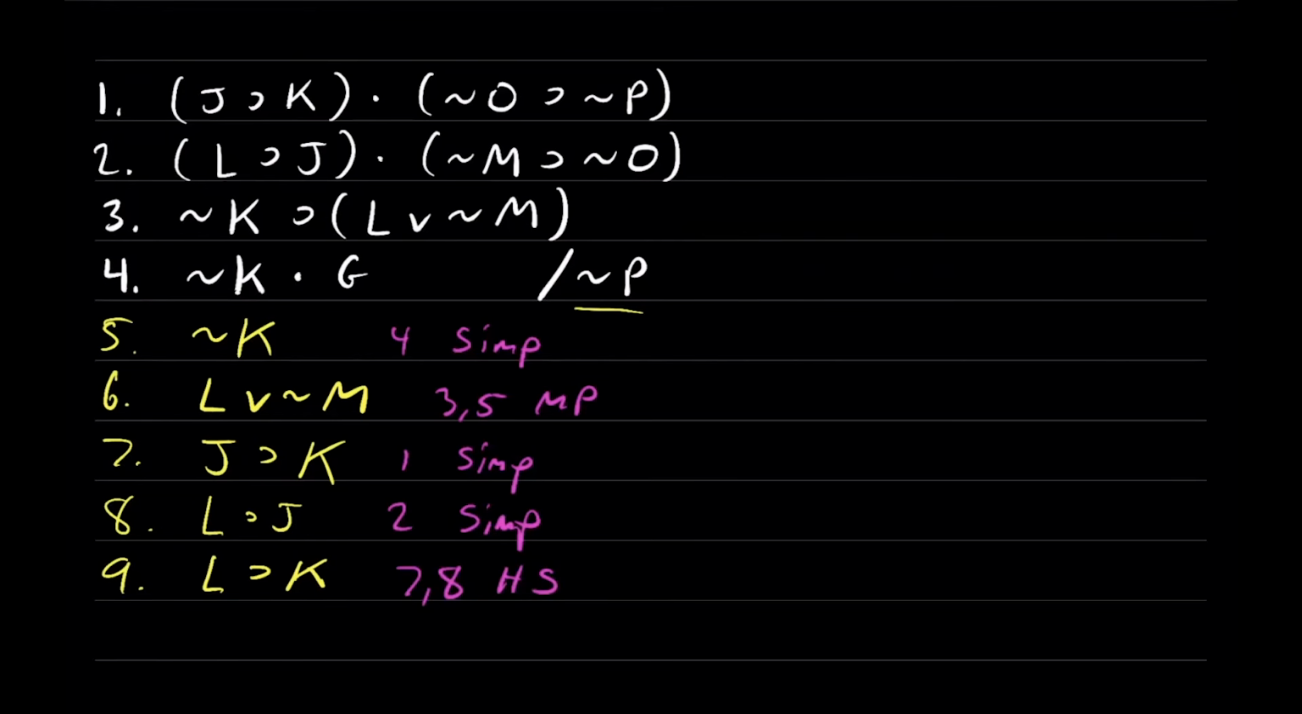But we know K is false, right? Line 5 tells us that. In other words, the consequent of the conditional in line 9 is false. So we know that L has to be false. The antecedent of that conditional has to be false. And that follows from line 9 and line 5 by modus tollens.